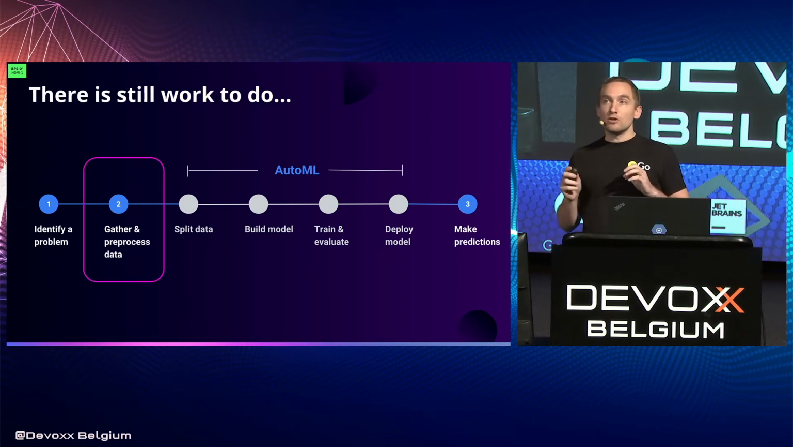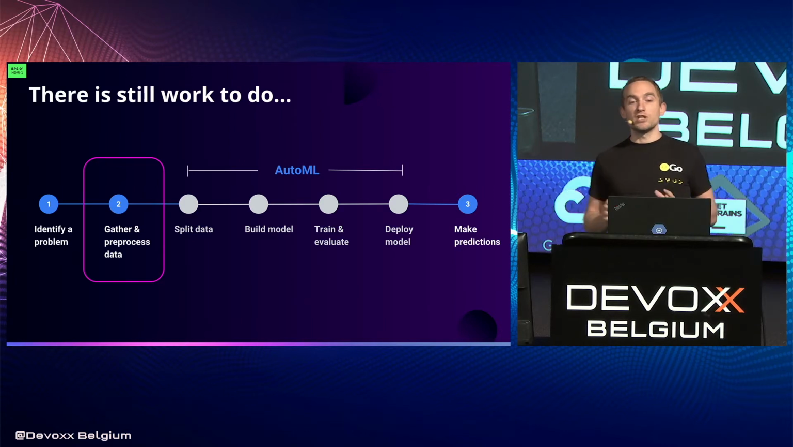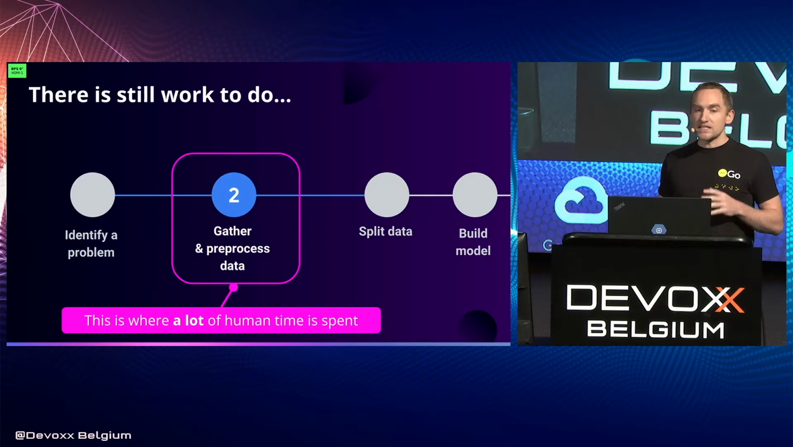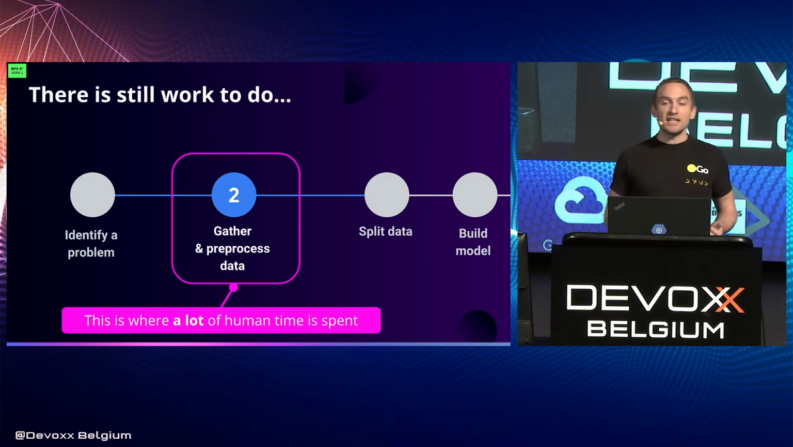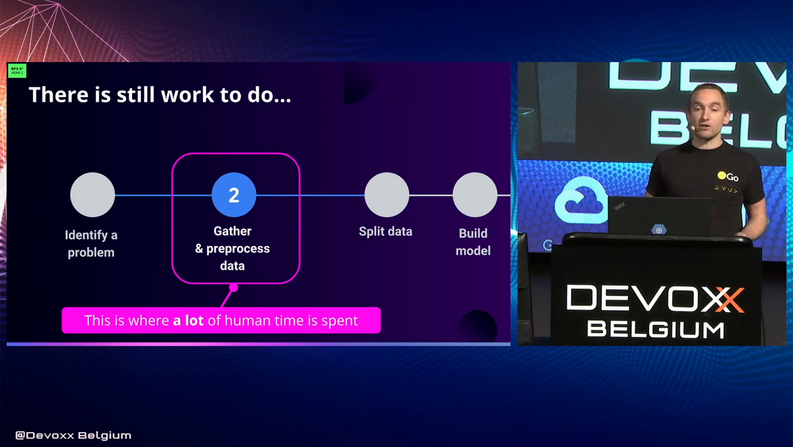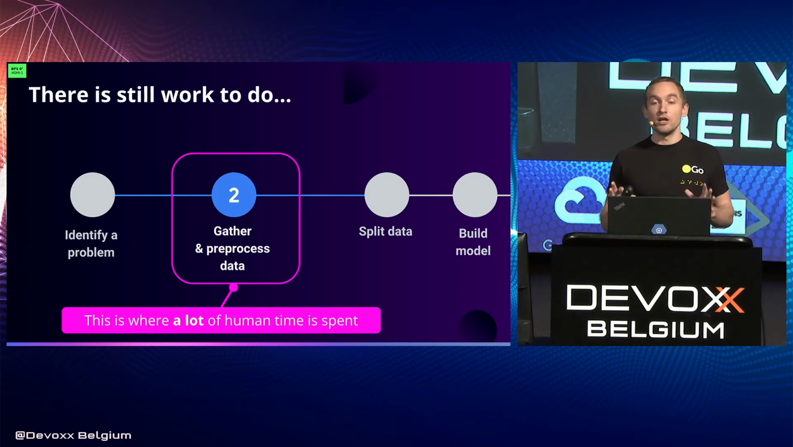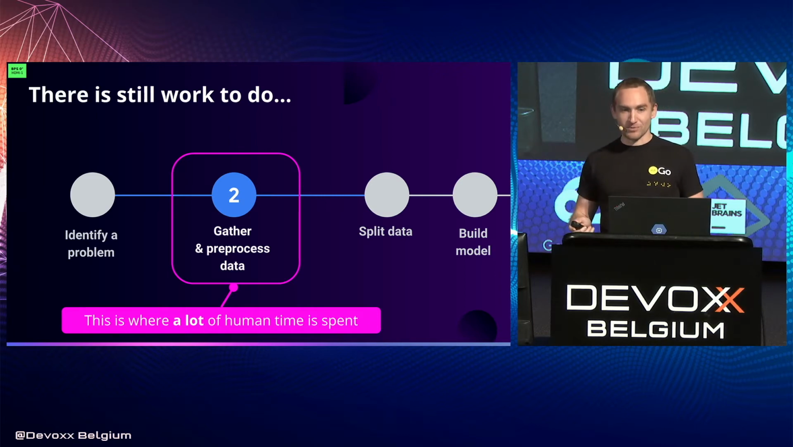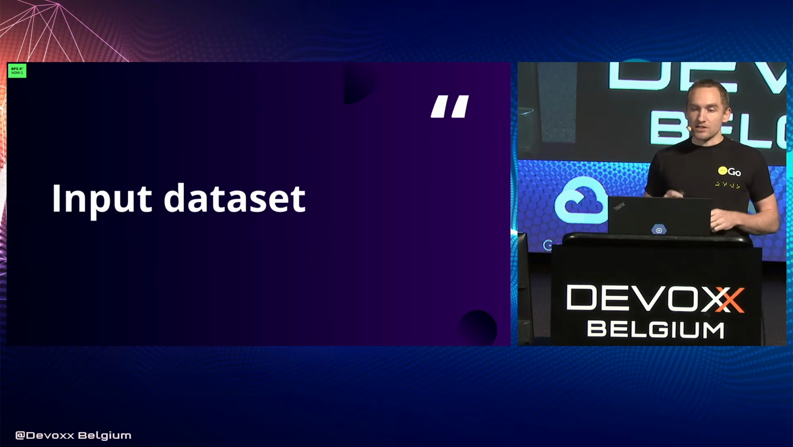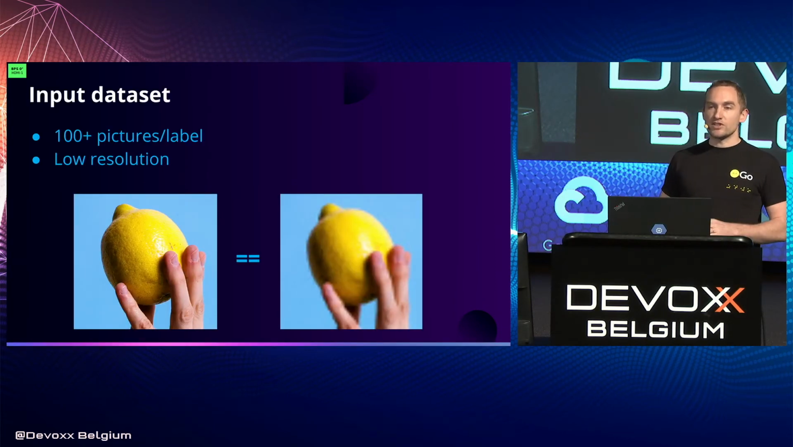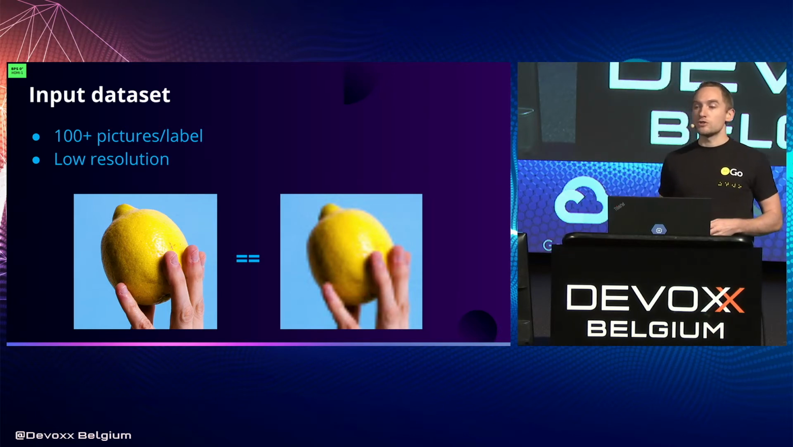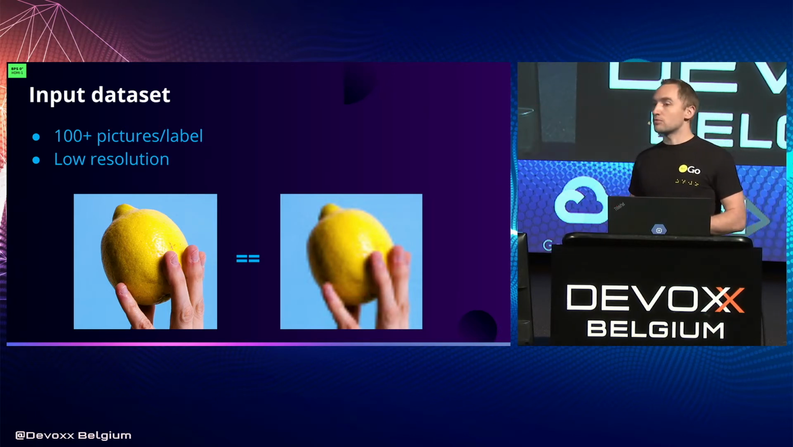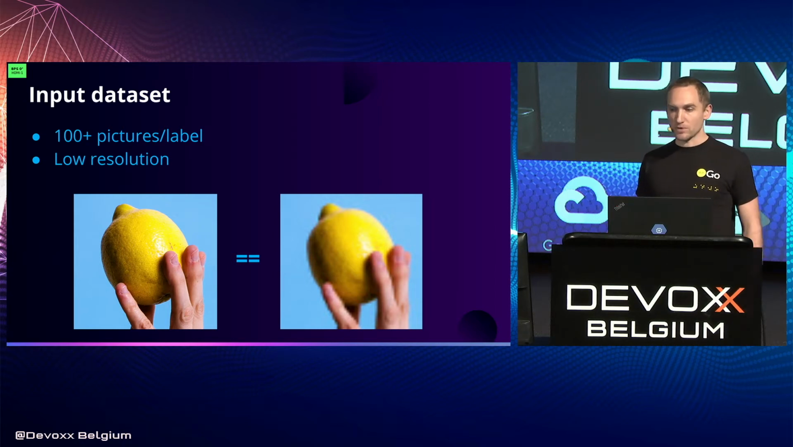It's important to note that AutoML doesn't remove all of the machine learning related work. Gathering a dataset that is large enough and relevant to your use case is still a huge part of building a classifier, and that part is not automated. You still need data scientists for this. Very important. For the input dataset, usually with AutoML vision tools, you need over 100 pictures per label that you would like to be able to infer, and low resolution is fine. You don't need a high resolution picture to train a model. Low resolution is perfectly fine.